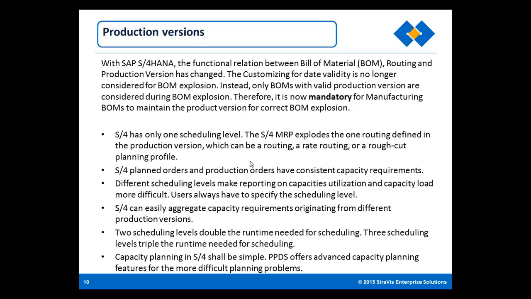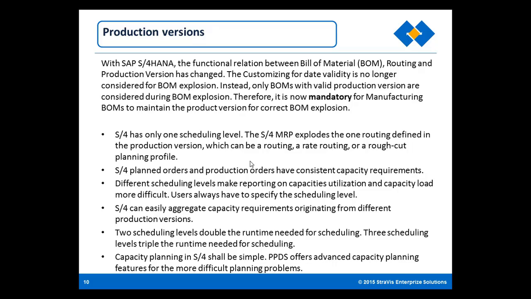Apart from this, different scheduling levels make reporting on capacity utilization and capacity load more difficult. That is another problem of maintaining multiple scheduling levels in ECC, where the user always has to specify the scheduling level. Since in S4 HANA we only maintain one scheduling level, it is easy to know the capacity utilization and capacity load better than ECC. S4 HANA can easily aggregate capacity requirements originating from different production versions. That is another advantage of having production versions instead of selection IDs.